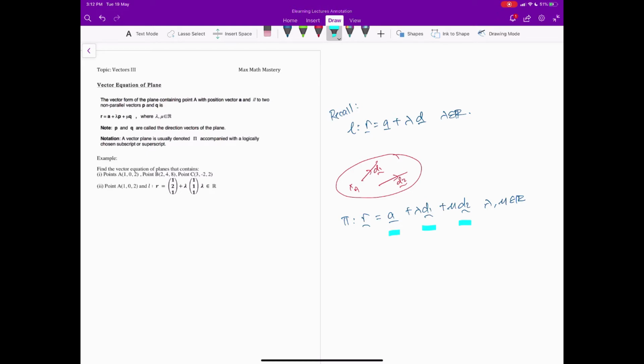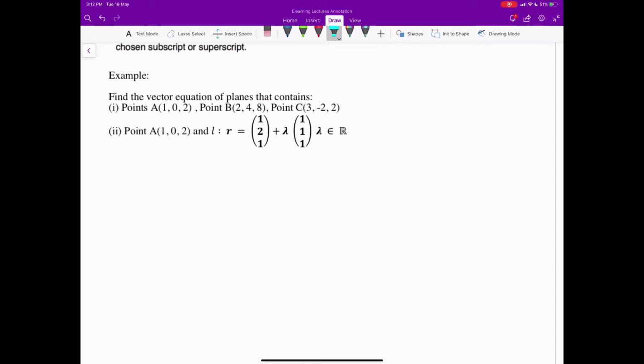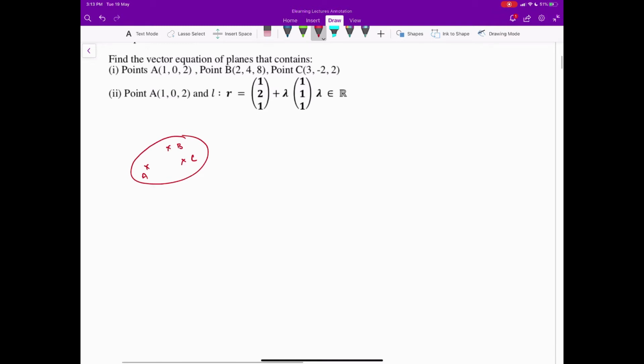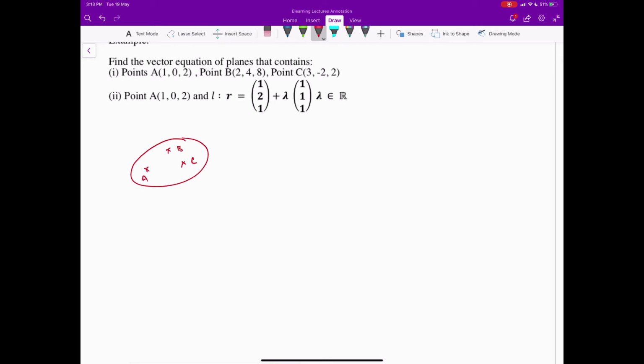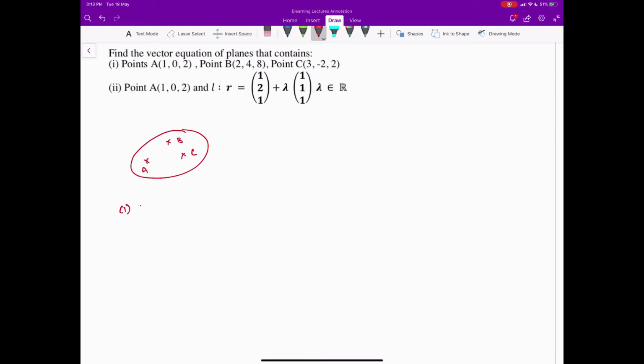From here, we're going to touch on these two examples. First example: the plane contains point A (1, 0, 2), point B (2, 4, 8), and point C (3, -2, 2). Recall, I'll need two directions, and I'll need a point that lies on the plane. Since I have 3 points, if you can quickly draw it out, it's going to look something like that, where points A, B, and C lie on the plane. To form two directions, I can use AB, AC, BC, or CA, it doesn't matter, so long as they are two directions parallel to the plane. And I can use any point, A, B, or C, to form the vector equation of the plane. So what I'm going to do here is find AB first.